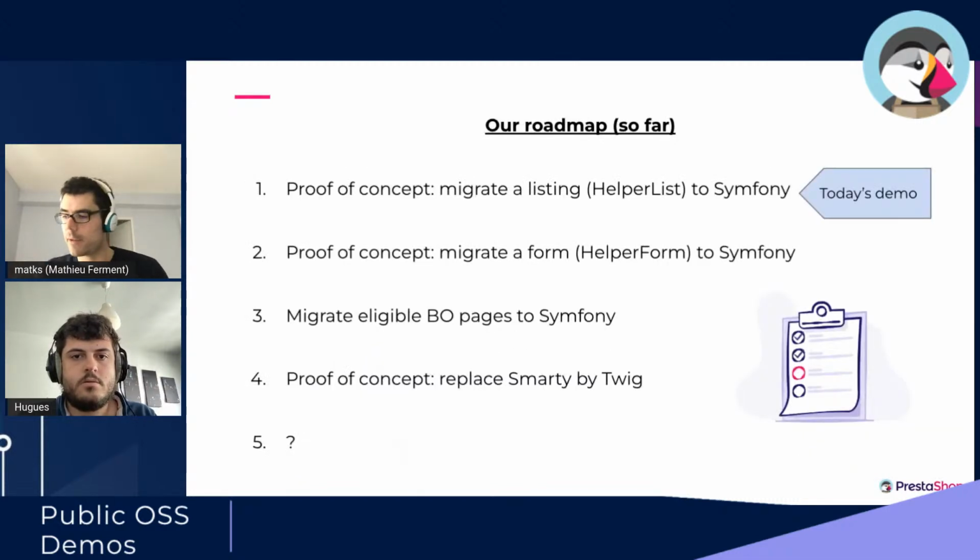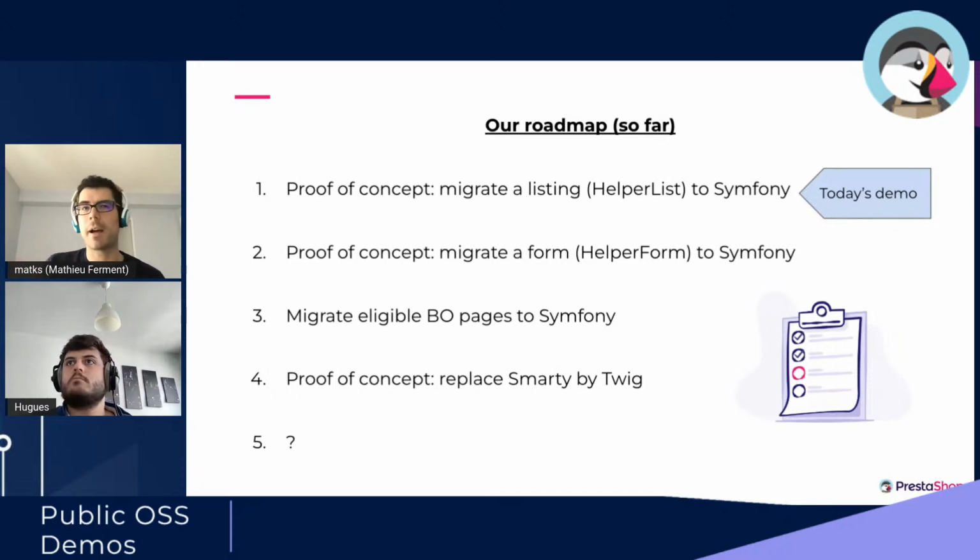And we have kind of a roadmap. So I say kind of because we don't have a clear roadmap. We didn't act on something like this, but this is somehow the plan we are following right now. So we started with a proof of concept because we didn't even know if it was possible at the beginning, which was to migrate a listing to Symfony, but still use helper list, not replace helper list. And this is what we're going to present to you just after that. So this is item 1, and today we are almost done with this item 1.